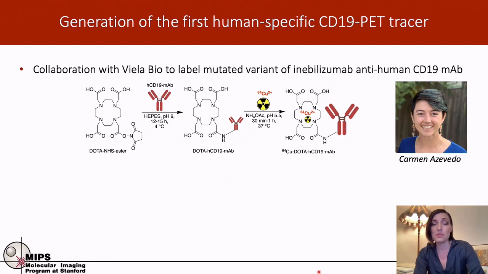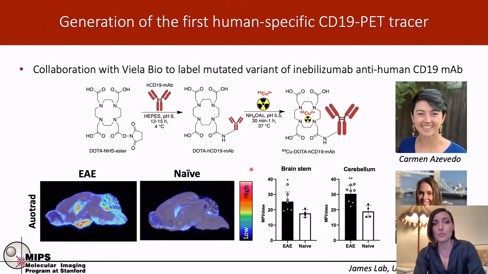We've also made a Fab of this and labeled it with zirconium. We're going to be labeling the MAB with zirconium as well to allow us to track. But this was some of our initial work. And what Carmen found was that we could really visualize very clearly and with a lot more clarity than rituximab, for instance. We could visualize B cells in the white matter, the brainstem, meninges. We also see more B cells in the ventricles compared to a naive mouse. This is an EAE versus naive.